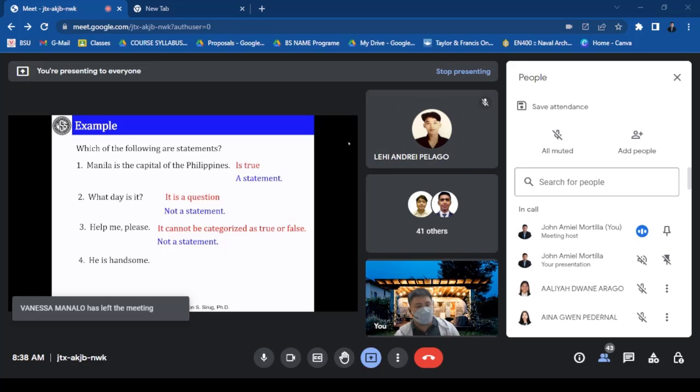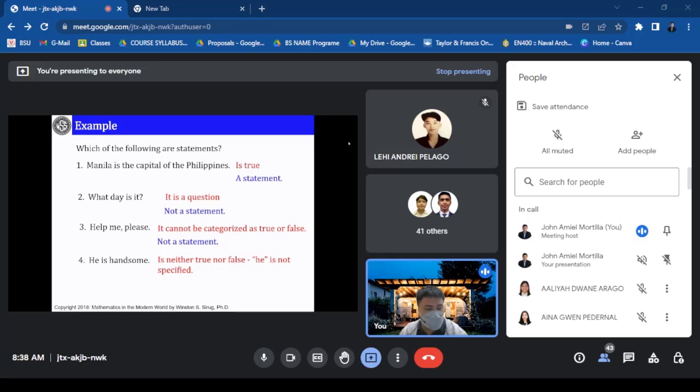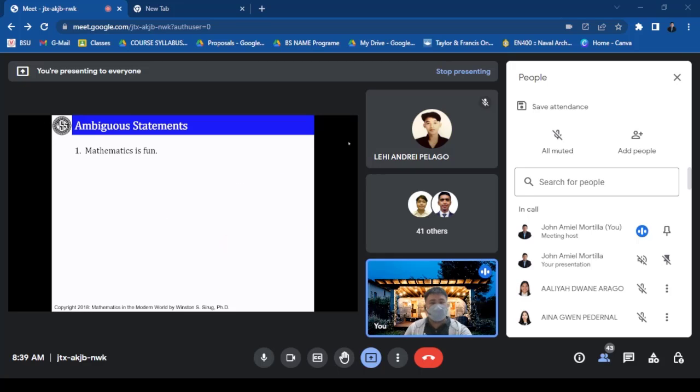"He." Okay. So, this is neither true or false. So, "he" is not specified. So, hindi naman natin alam kung yung "he" na sinasabi talaga bang pogi o hindi. So, maganda nga ba talaga siya? So, hindi natin kilala kung sino si "he". So, this is not a statement. So, we have ambiguous statements.